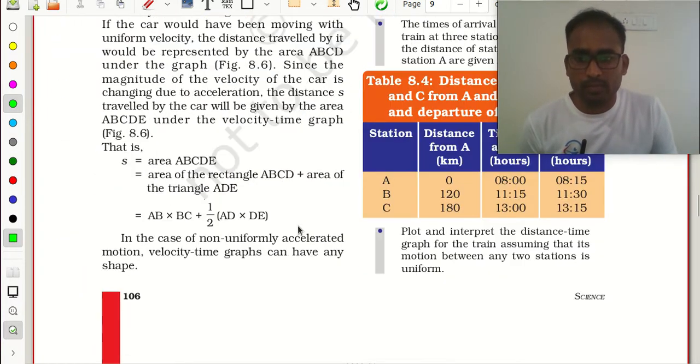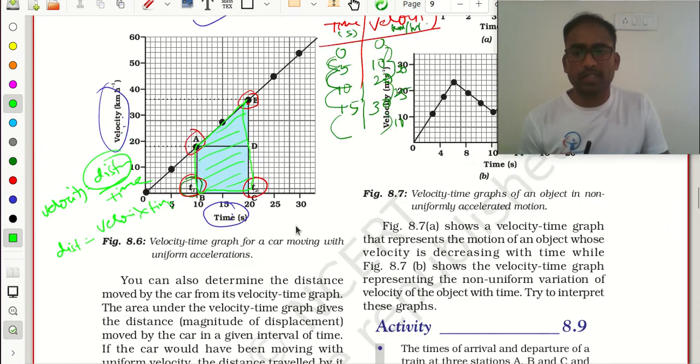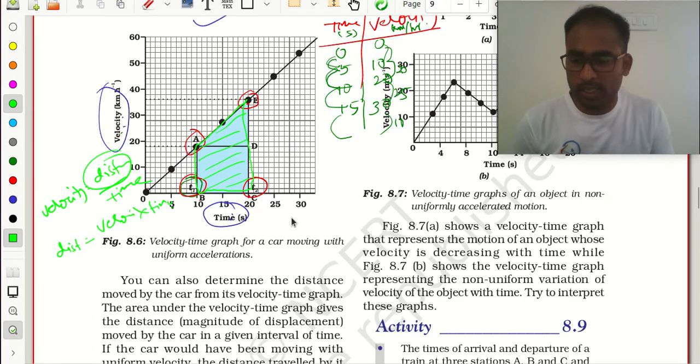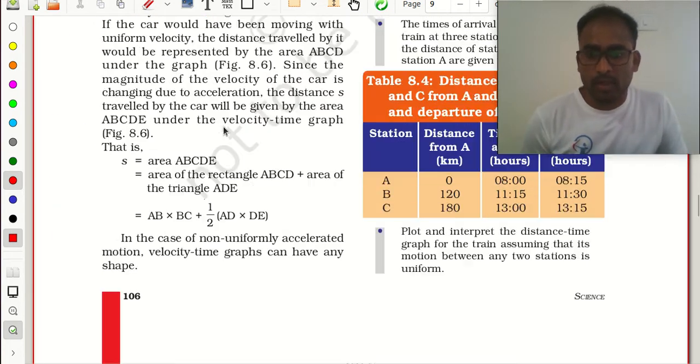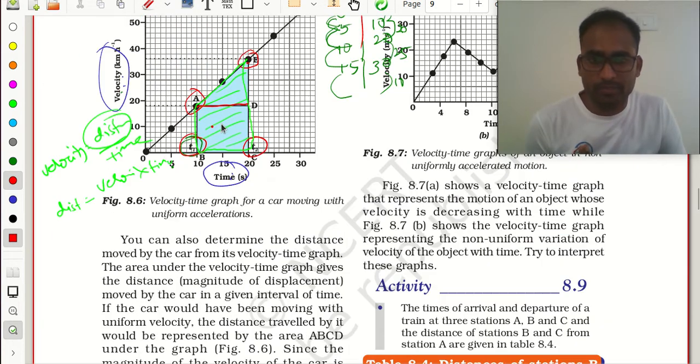Clear? So what is the distance covered? Here we can divide it into two parts. Here is one part, this is a square, and here it has a triangle. So this is easy for us to calculate the area. What is the area of a square? Side square. What is the area of a triangle? Half into length into breadth.